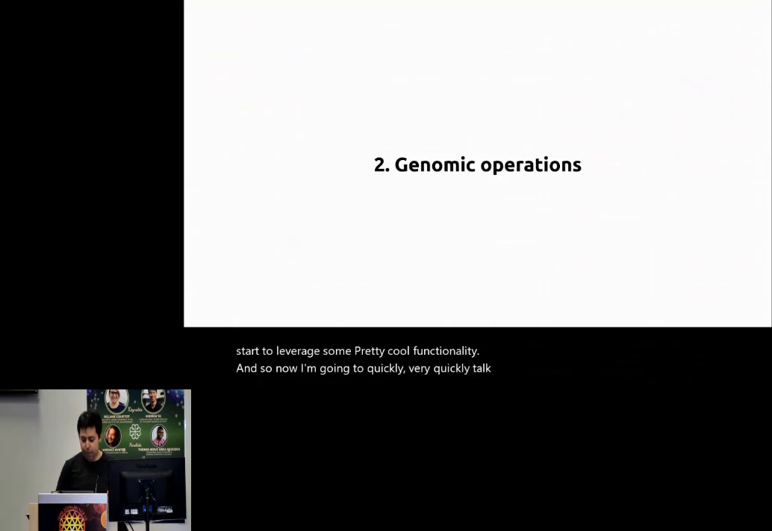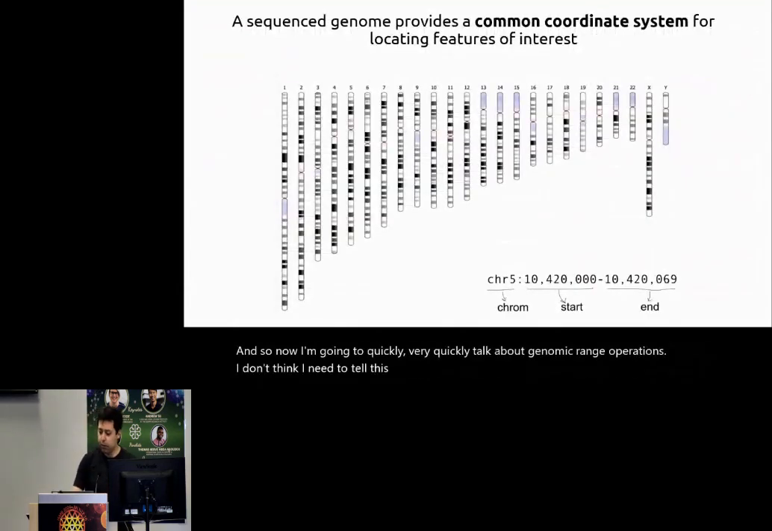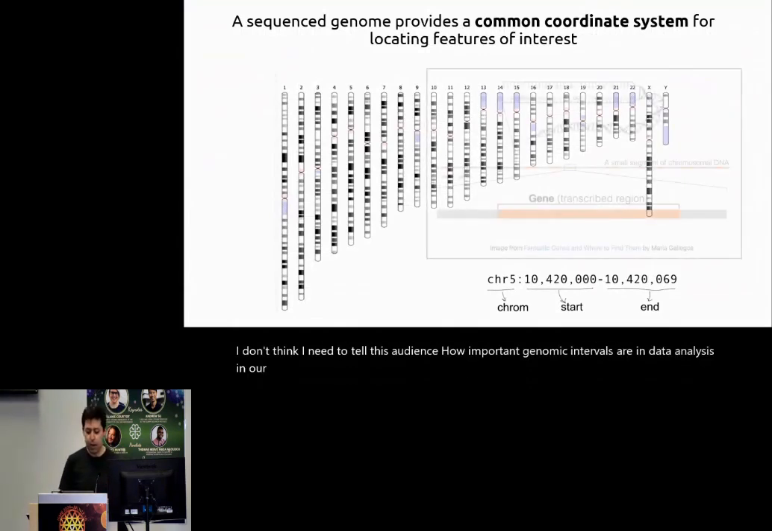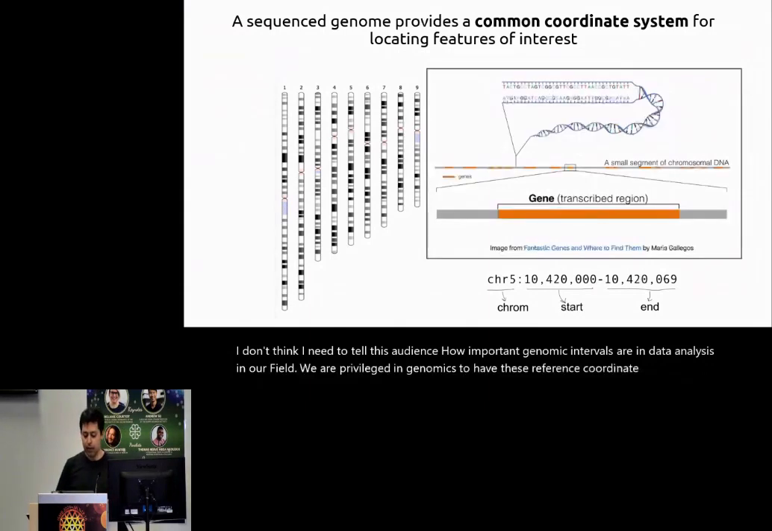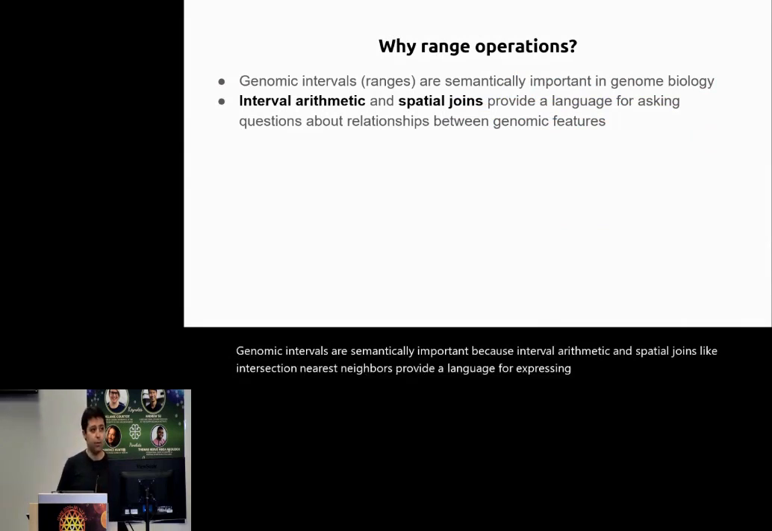And so now I'm going to very quickly talk about genomic range operations. I don't think I need to tell this audience how important genomic intervals are in data analysis in our field. We are privileged in genomics to have these reference coordinate systems to which countless amounts of data and annotations have been mapped. Genomic intervals are semantically important because interval arithmetic and spatial joins, like intersection and nearest neighbors, provide a language for expressing questions we want to answer about genomic features, like which enhancers are close to these genes.